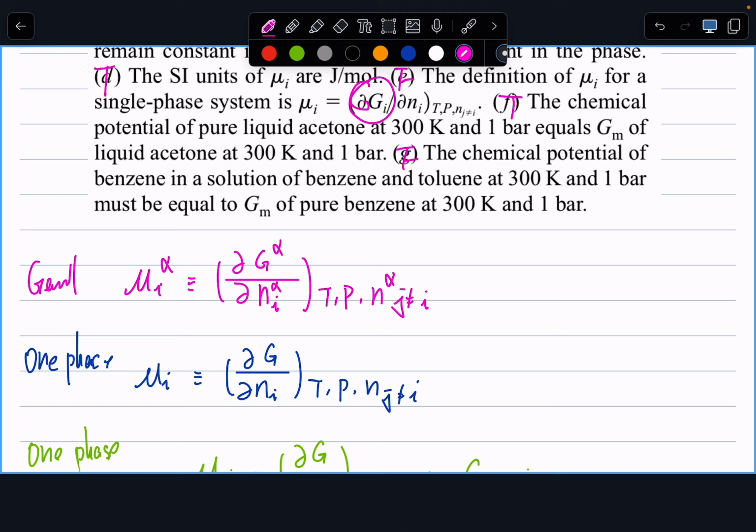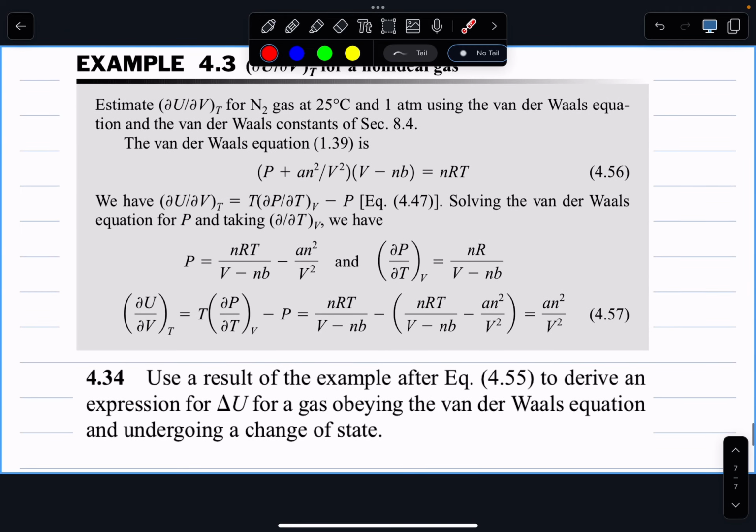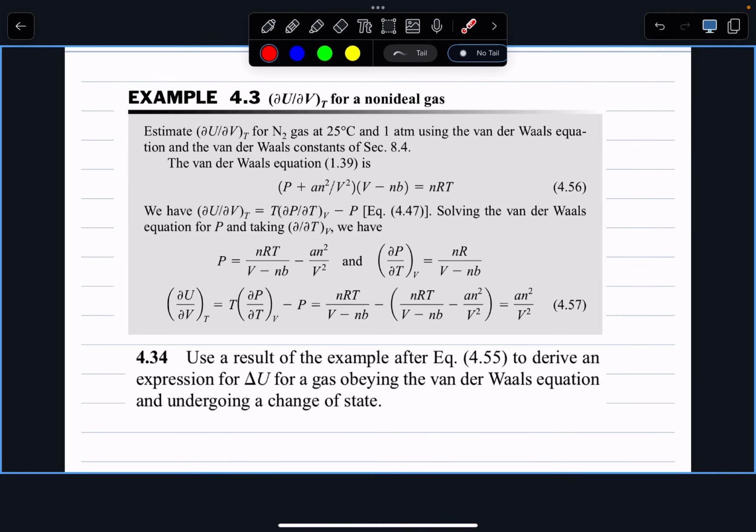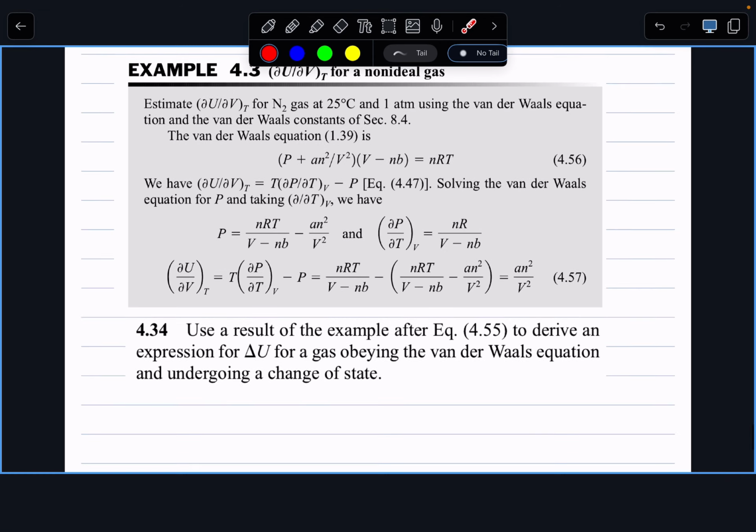Okay. And I have one more practice problem for you to try. So this one is problem 4.34. So it's asking the same idea, right? So now you have already solved the partial derivative of U over V at constant T of the van der Waals gas in a previous example, like what we did here. So how do you solve for delta U of this volume change of this gas obeying the van der Waals equation? It's basically doing the same kind of study here with the new equation of state.